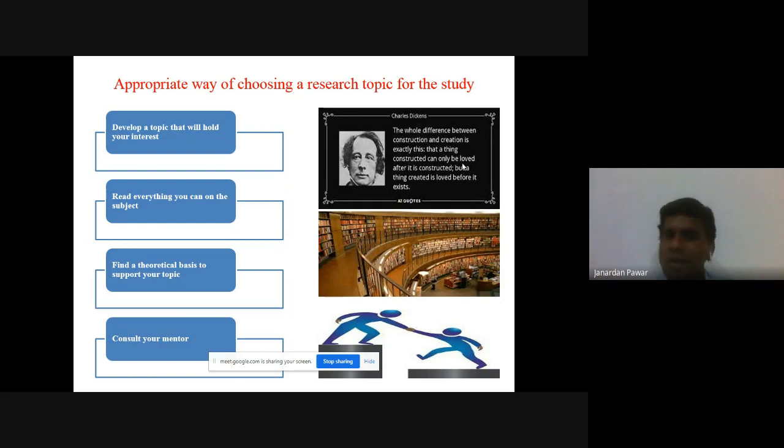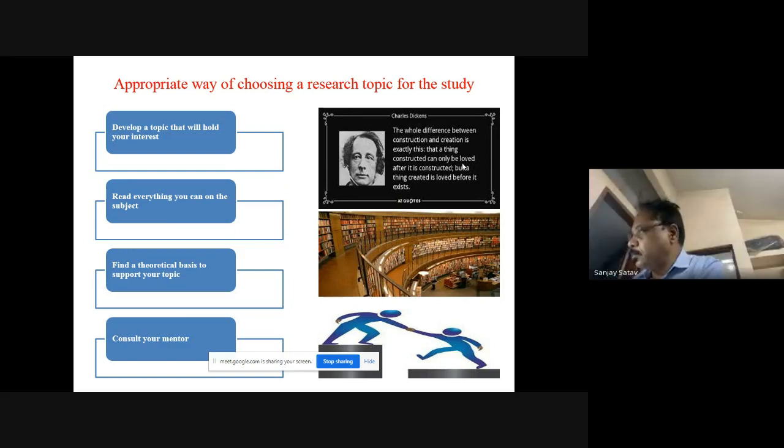Remember, I will construct a line for your topic, that doesn't matter, but there should be a theme, a proper word which can be utilized as a base to choose or construct a topic for your PhD. Then consult your mentor.